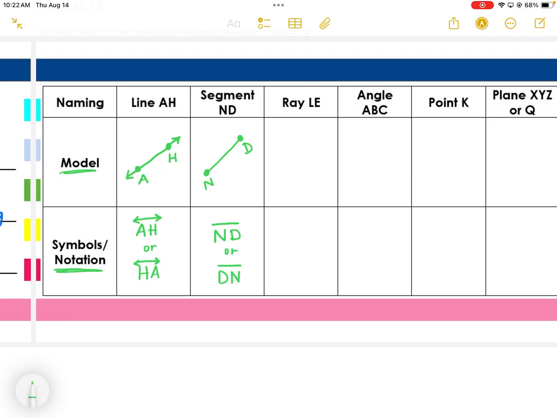Ray LE, that order does matter. Remember, a ray has an endpoint. The first letter we list is going to be the endpoint, so L, and then E is going to be another point somewhere on that ray. But the L endpoint has got to be written first, and then you draw a ray above it. So that L has to be first. That's going to be the endpoint. Write that first.